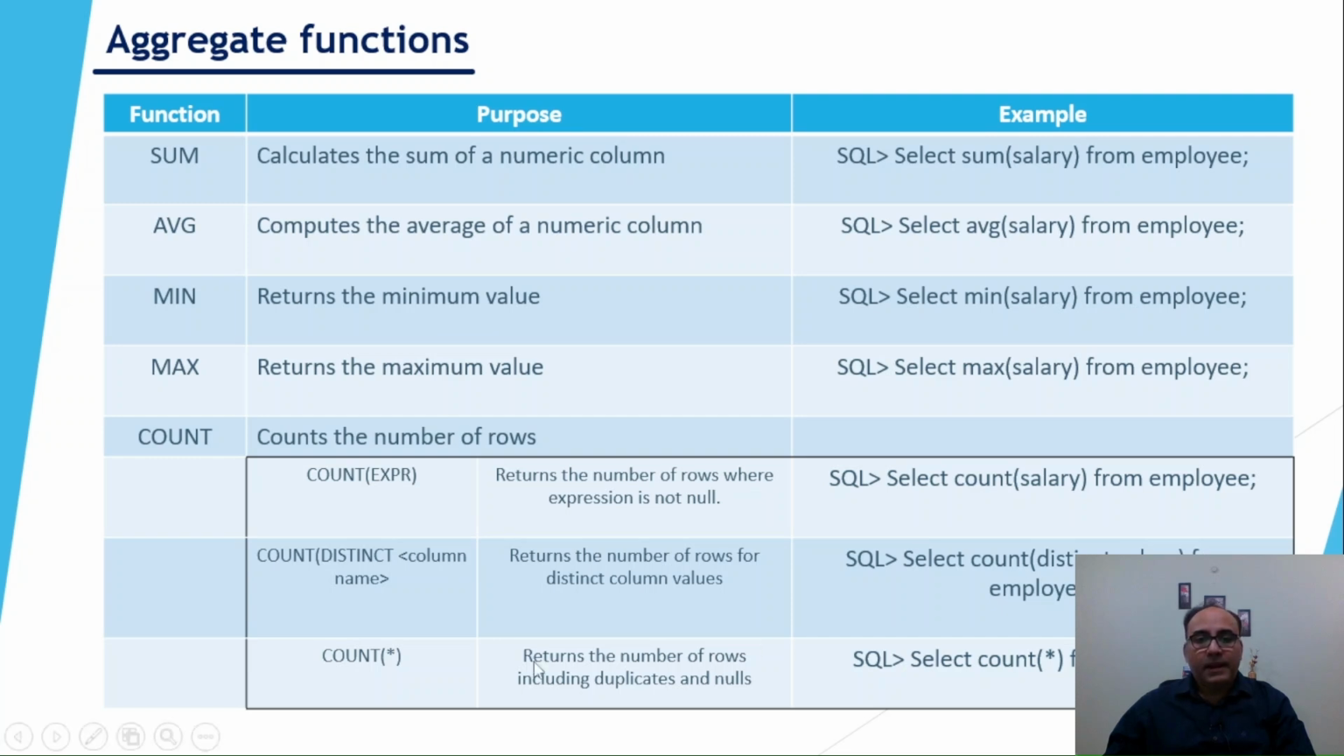And at last we have got count(*). This basically returns the total number of rows including duplicates and nulls. For example, select count(*) from employee. So this will count all the rows from the table employee including nulls and duplicates. So that's about different aggregate functions in Oracle. Now let's move to the next section.